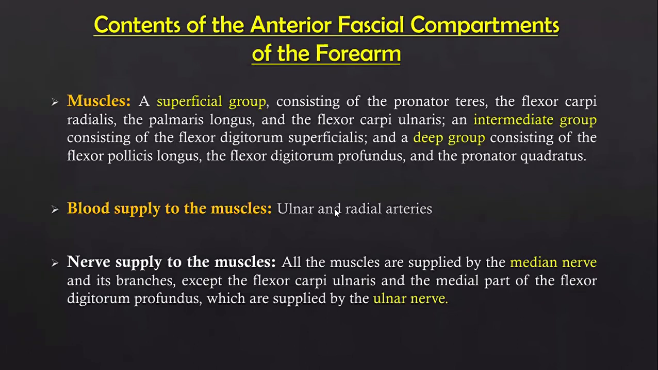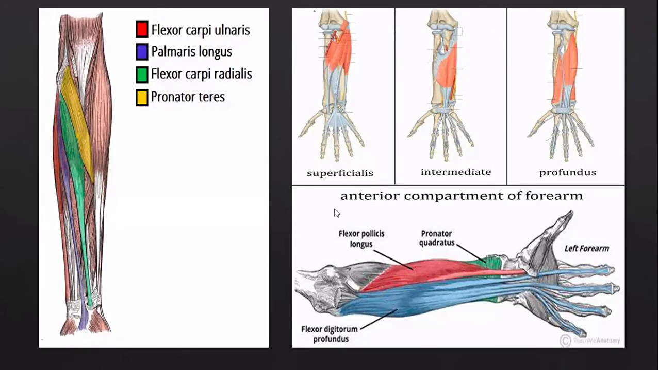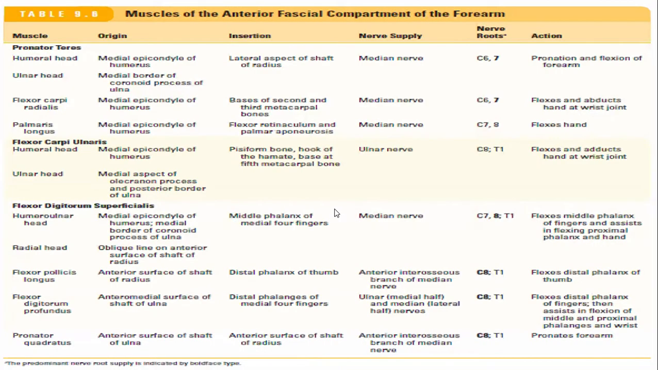The blood supply to the muscles is derived from the ulnar and the radial arteries. For the nerve supply, all muscles are supplied by the median nerve and its branches, except the flexor carpi ulnaris and the medial part of the flexor digitorum profundus. The medial part is supplied by the ulnar nerve. So these are the muscles of the anterior fascial compartment.